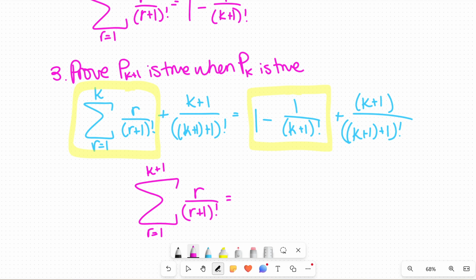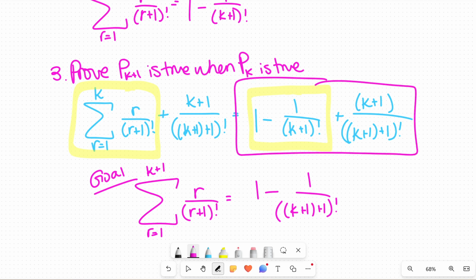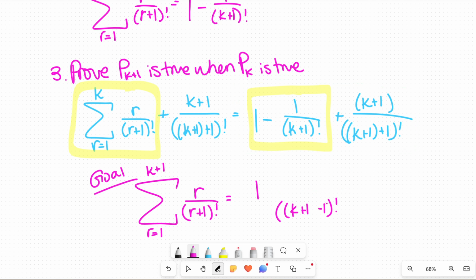I'm trying to prove that my right-hand side is going to equal my left-hand side. Prove that P of K plus 1 is true when P of K is true. So my goal, what I want to happen, is to show that this is true. So I'm going to manipulate this side of the equation to get it to look like this. Now I'm going to erase everything that I just wrote because I don't know that yet. That's what I'm trying to prove.